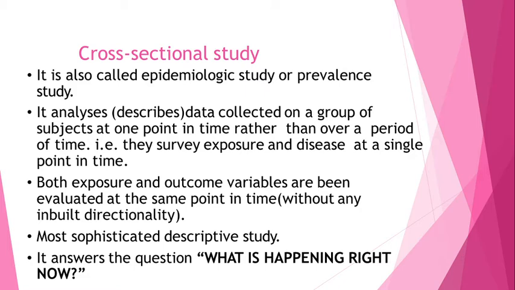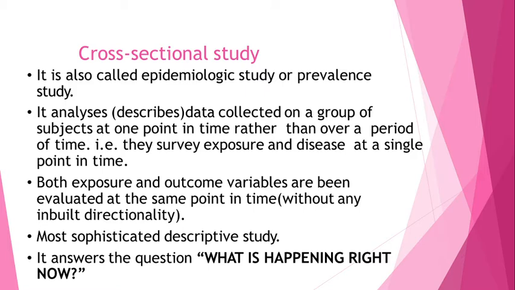Then we come to the next, that is cross-sectional studies. It is also termed an epidemiological study, or a prevalence study, which describes the data collected on a group of subjects at a particular time, rather than observing the people over a prolonged period of time. That is, it's a survey of exposure and disease at a single time point. Here both exposure as well as the outcome variables are evaluated at that particular point of time.